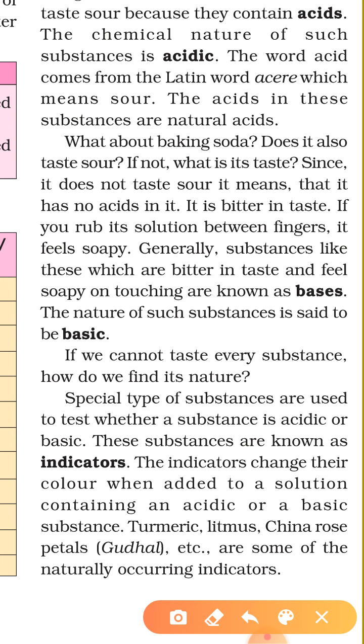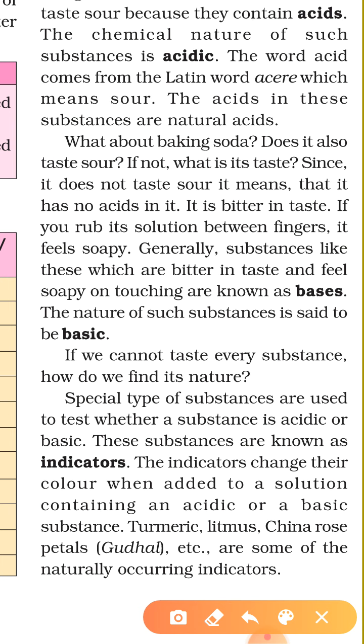Like litmus, I have given the example of litmus paper. Litmus paper is also an indicator. Suppose I have two substances, and I don't know which is acid and which is base. I have two kinds of litmus paper, blue and red. When I dip blue litmus paper into solution A, it changes into red. When I dip the same blue litmus paper into solution B, nothing changes. So when blue changes into red, it is acidic, so solution A is acid.